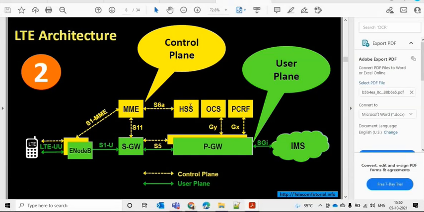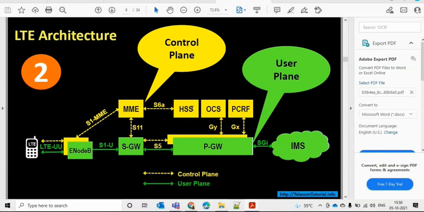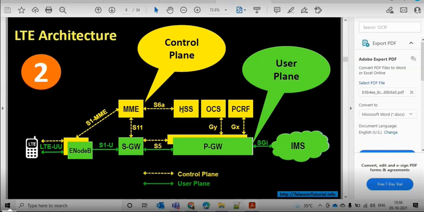Server. This is responsible for 4G, and in circuit switched 2G the same functionality was done by the HLR. And this is the Serving Gateway, S gateway. This is the P gateway, Packet Data Network gateway. And this we all know, this is the PCRF, Policy and Charging Rules Function server.